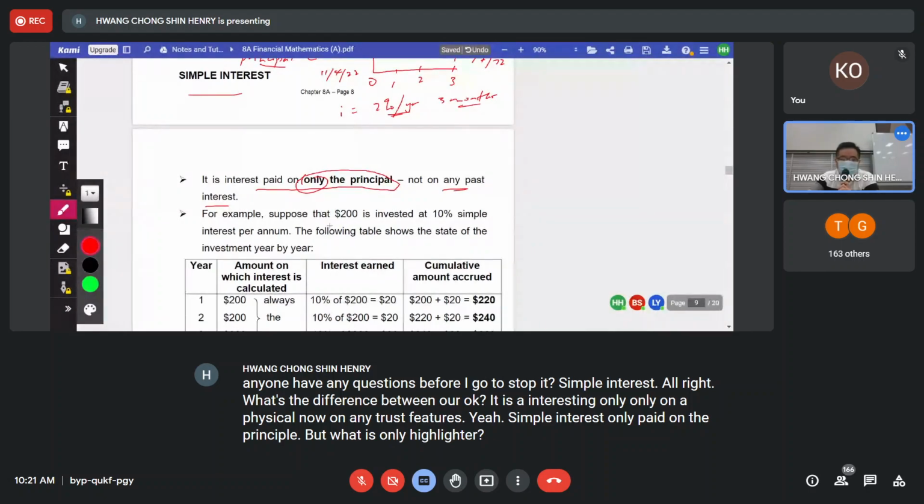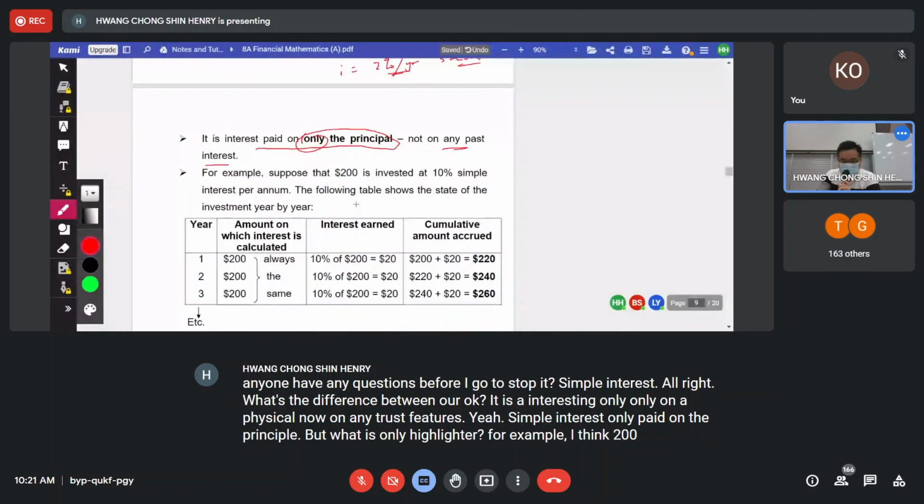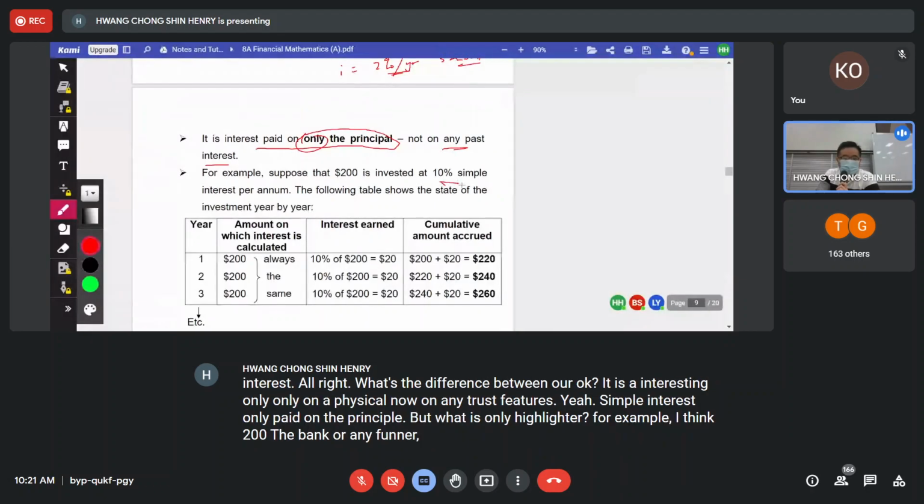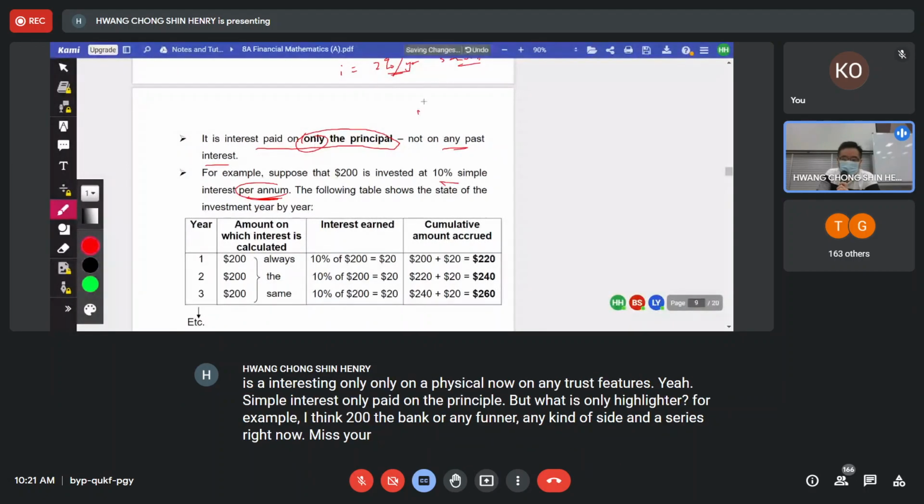For example, I saved 200. The bank or any fund gives me 10% per annum. I see this word per annum means your 10% is 0.1. Okay, now 10% divided by 100, 0.1 per year.